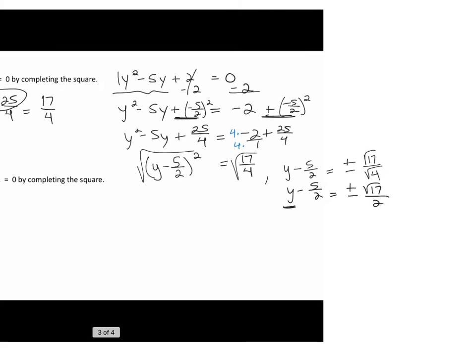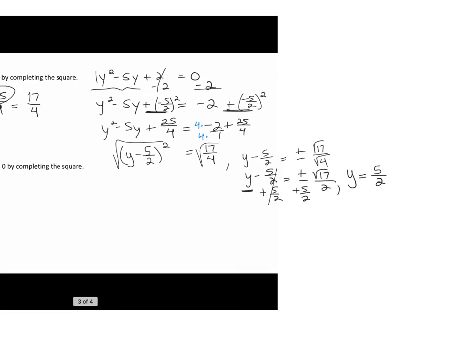Now we can finish solving for y by adding 5/2 to both sides of the equal sign, so that y equals 5/2 first, and then plus or minus square root 17 over 2. And again, if you want to separate those, that's fine. And you could actually put those together over the same denominator because they have the same denominator. So 5 plus or minus root 17 all over 2 would be the simplest way to write this by hand.